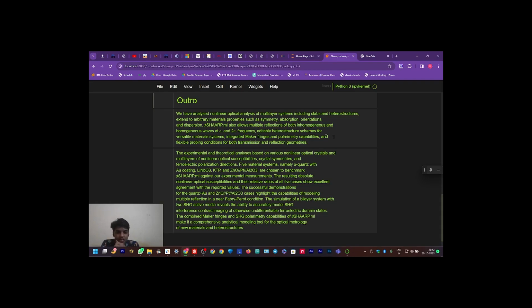We have seen the 5 material systems, namely alpha quartz with Au coating, LiNbO3 with KTP and ZnO, PTAA, and chosen to benchmark SHARP-ML against our experimental measurements, and SHARP-ML has shown some analytical improvements in the data, and it is also better than the traditional methods used, showing analytically better results. It can be used for betterment of calculations in the future of optics. All right.